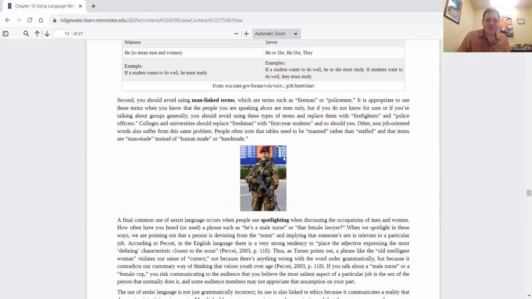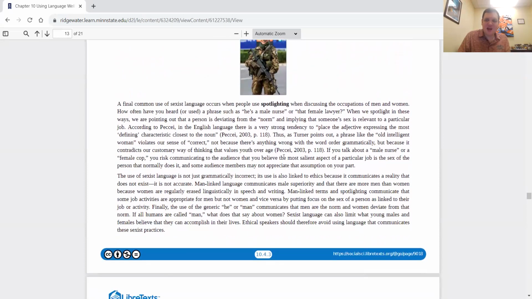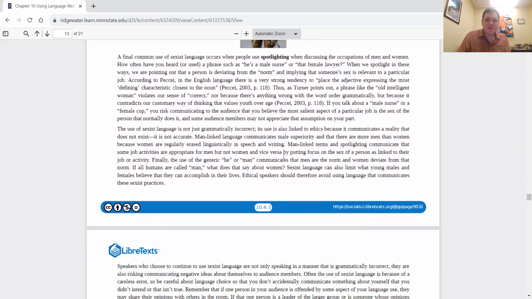We've got a lot of examples here that you certainly can read through in more depth, but again, the idea in this chapter is that it makes a difference, right? The language you use makes a difference.